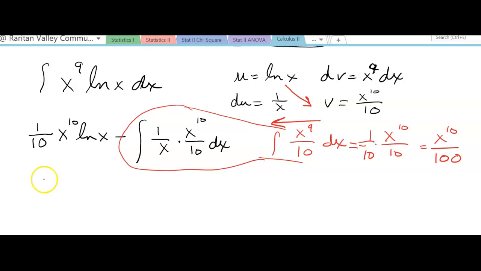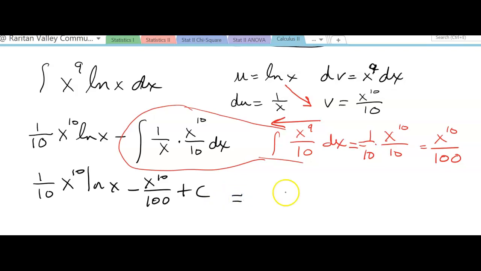I'll put it back in the problem. So we have 1/10 x to the 10 ln x minus x to the 10 over 100 plus c. That's it. Which, you know, again, I can see a textbook taking the x to the 10 and 10 out of it and getting ln x minus 1/10 plus c. But either one would be considered correct. All right, so not too difficult.